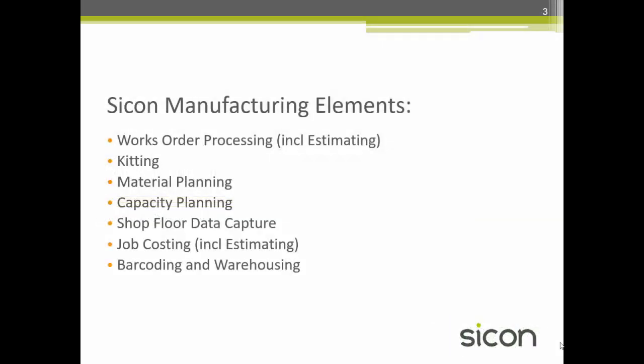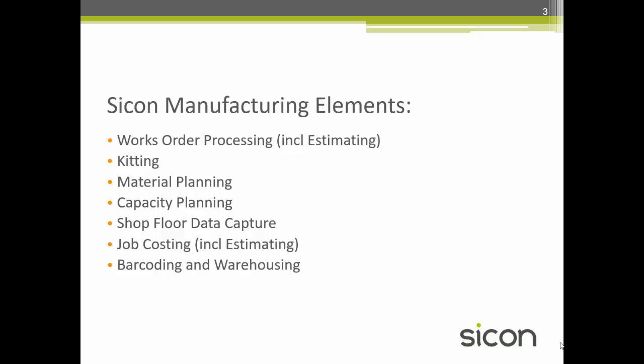Sicon Manufacturing is made up of a number of elements. Most people think of it as being just works order processing. Now that is linked to the Sage BOM, where we rely on the Sage BOM being there in order for that to work. And as we go through and look at the demo, you'll see there's basically a copy of that and allows sort of a real-time processing of a BOM.